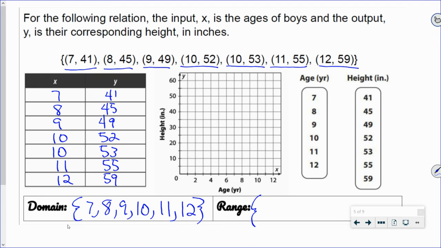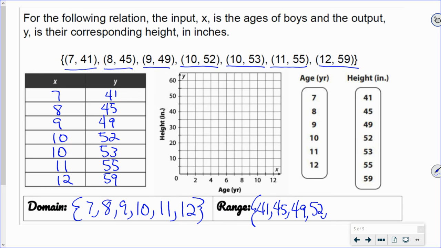What about the range? 41. Okay. Keep going. What else? 49. 52. 53, 55, and 59.